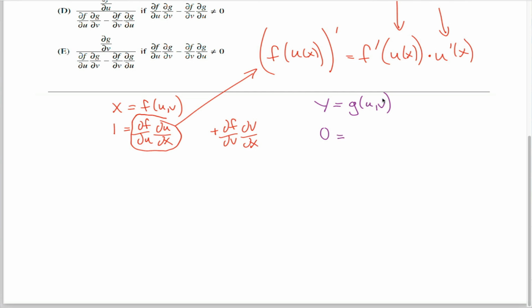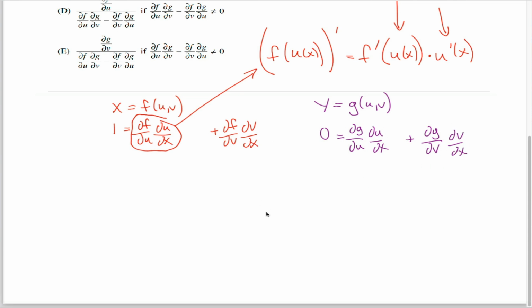Because u and v are both functions of x, when I change x, there'll be kind of two components to the change in g. I'll have the change in g that comes from changing u, and I'll have the change in g that comes from changing v. The change in u comes from changing x, and the change in v comes from changing x. Again, each of these is an example of the chain rule.